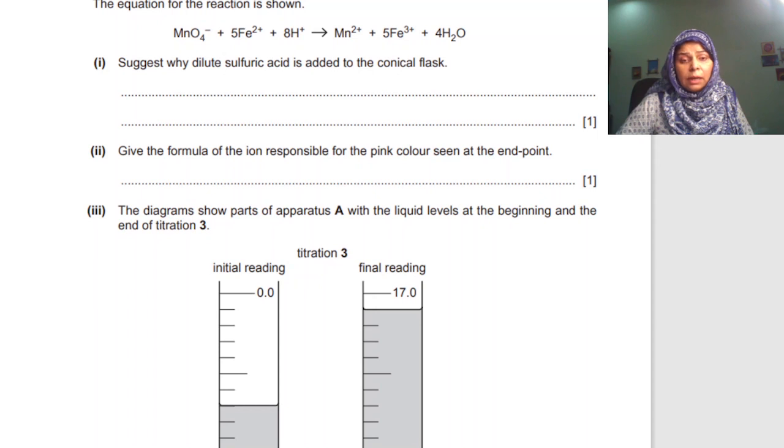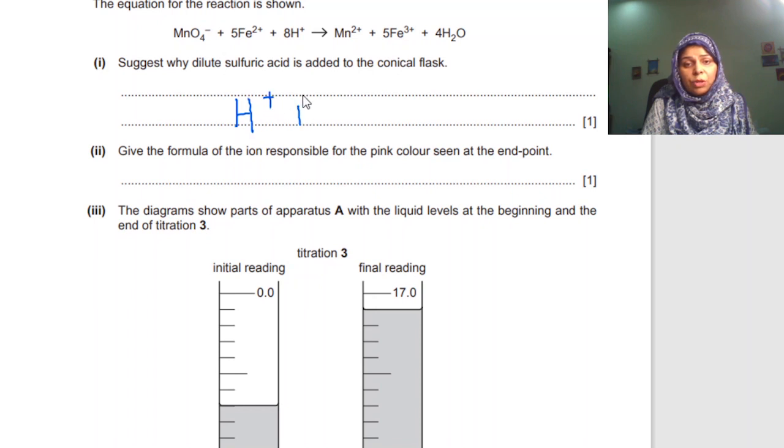Actually, the question is: suggest why dilute sulfuric acid is added into the conical flask. Why are we going to use this acid in the conical flask? Yes, why? Because it provides hydrogen ions. Hydrogen ions are needed, so it provides hydrogen ions.